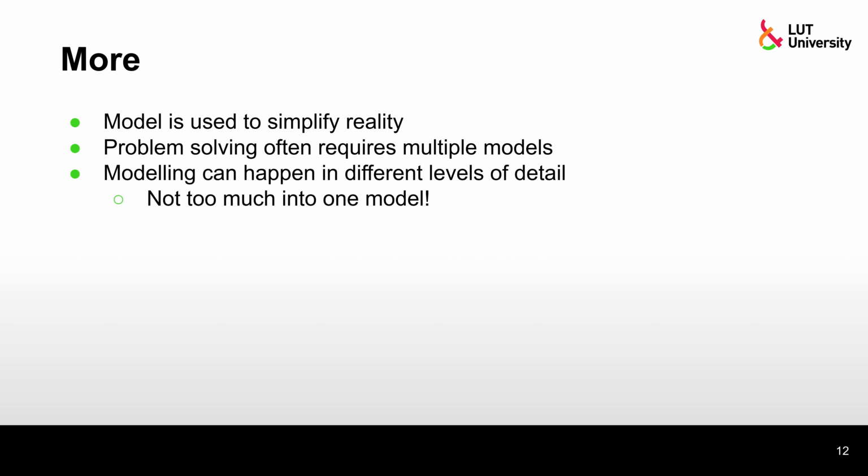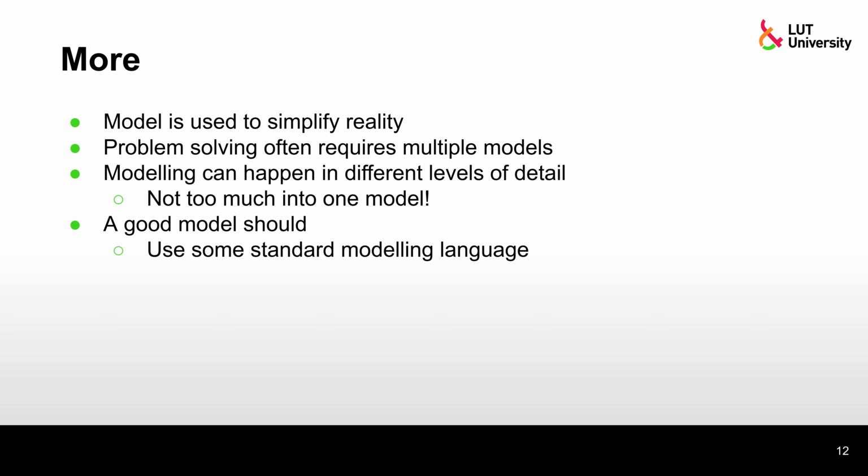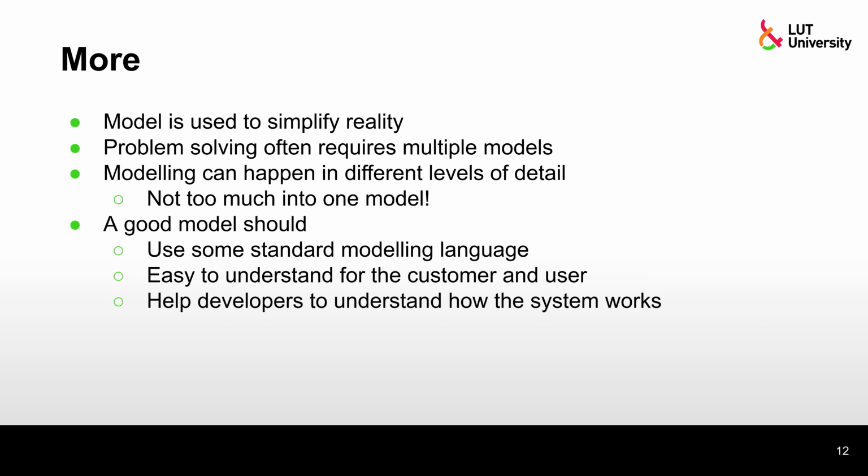And definitely not too much in one model. If we had a class diagram that has everything I have been talking about, it would be quite a large model, and that's not what we want. A good model should use some standard modeling language such as UML. It should be easy to understand for the customer and the user. And it helps the developer to understand how the system works and offers possibilities for abstraction. So we are using inheritance and has-a abstraction.